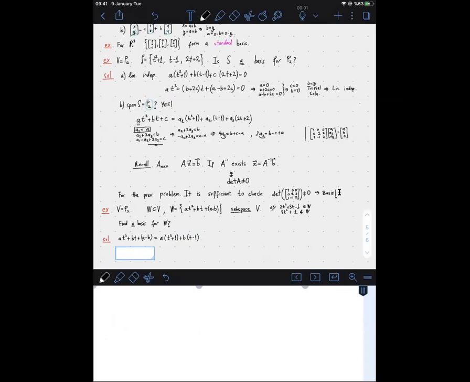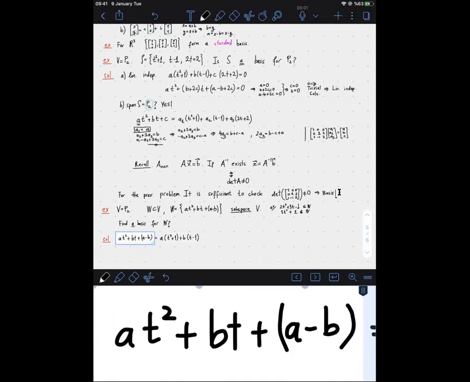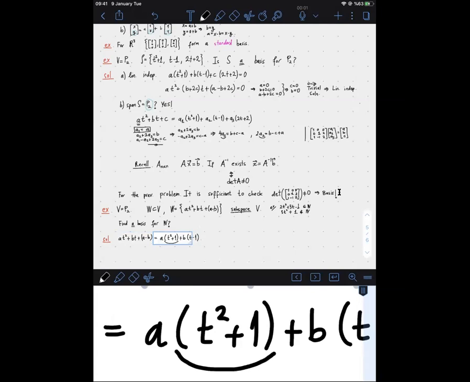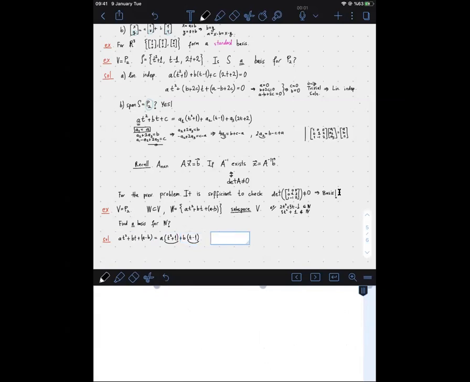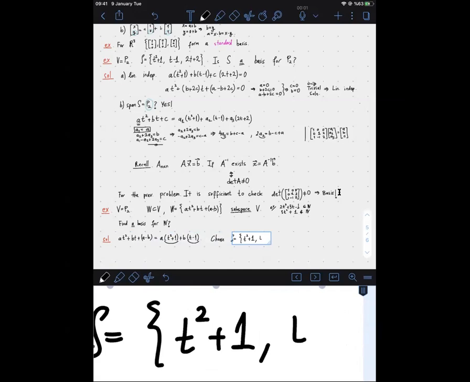Did we find the solution? We can take two vectors. Yes, we found the solution, right? So you see, any polynomial in this subspace can be represented by these two polynomials, t squared plus 1 and t minus 1. So as basis vectors, we choose the set S: these two polynomials, t squared plus 1 and t minus 1.